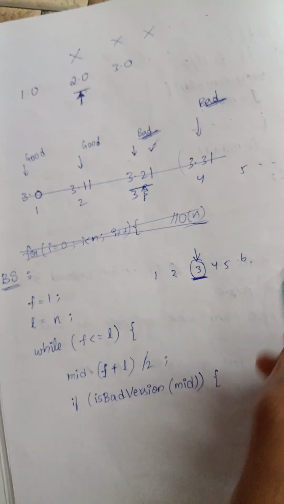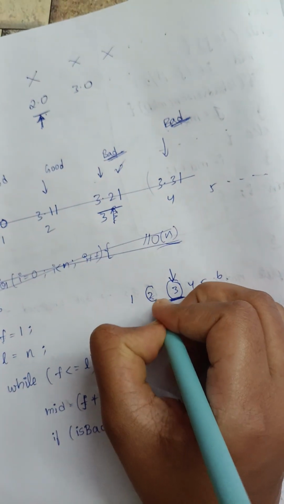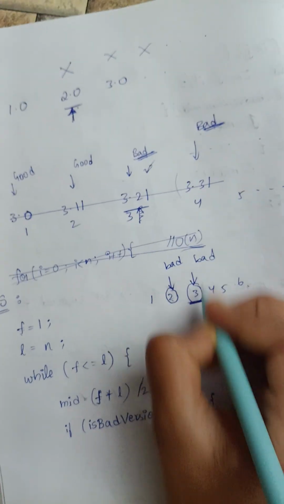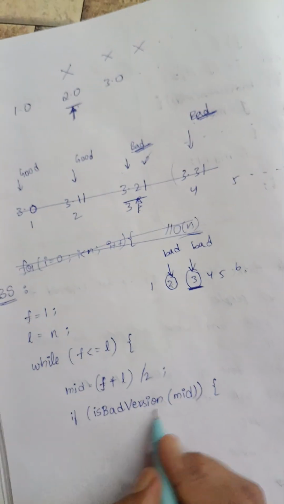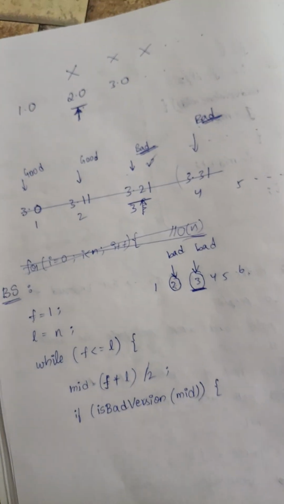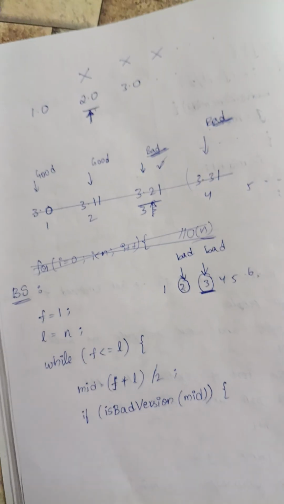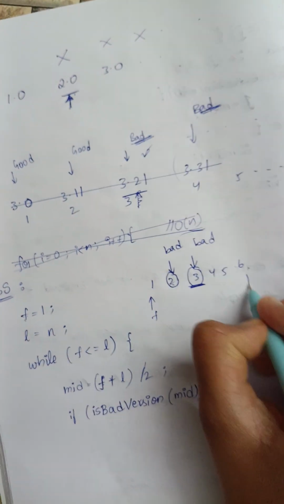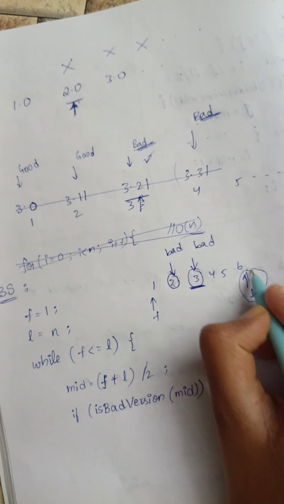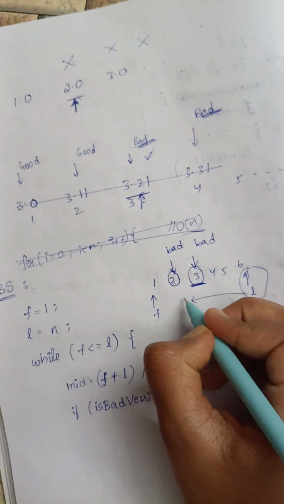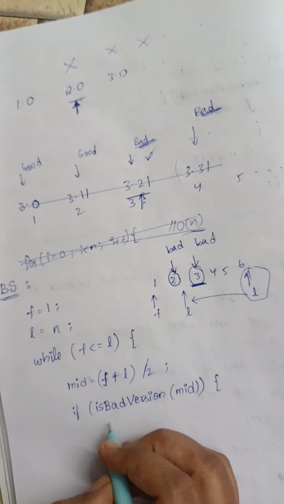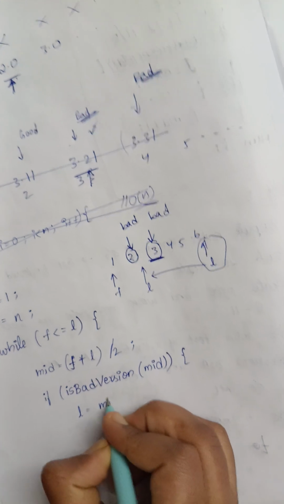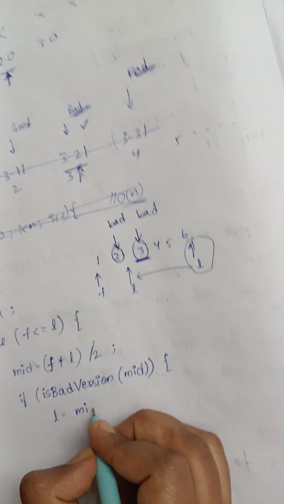If we find that it is a bad version, suppose 2 is the initial bad version. This is bad. We have got it as bad, so isBadVersion will return 1. Yes, it is bad, but we don't know whether it is the initial bad or not. So this is F and this is L, right? We'll make this L come to here, that is mid minus 1. L equals mid minus 1.